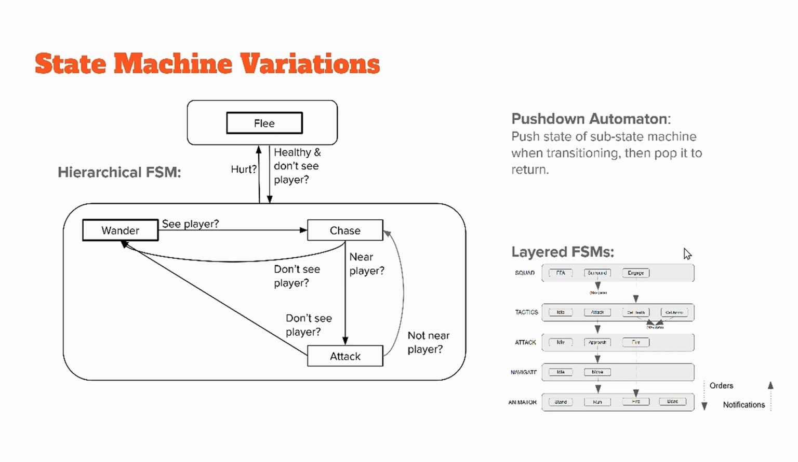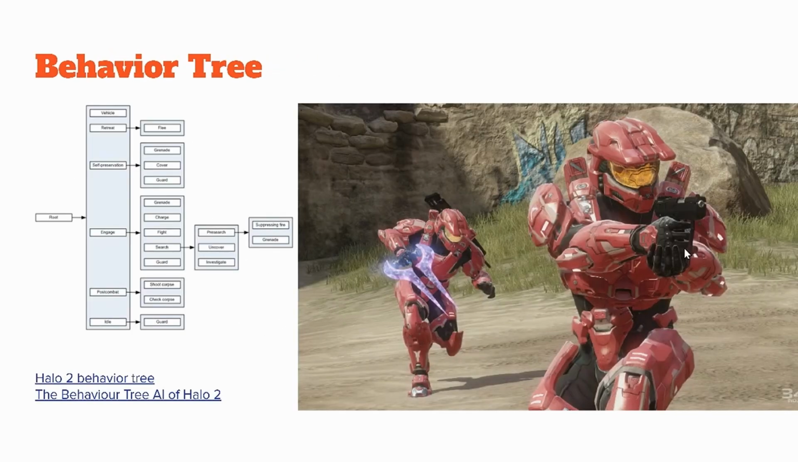If you want to avoid all these state machine variations, there's always the behavior tree. So here's an example of a behavior tree from Halo 2.